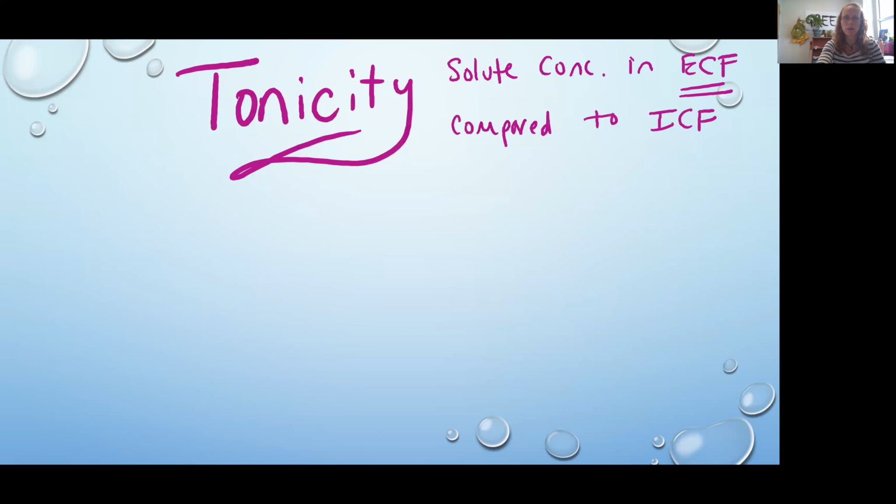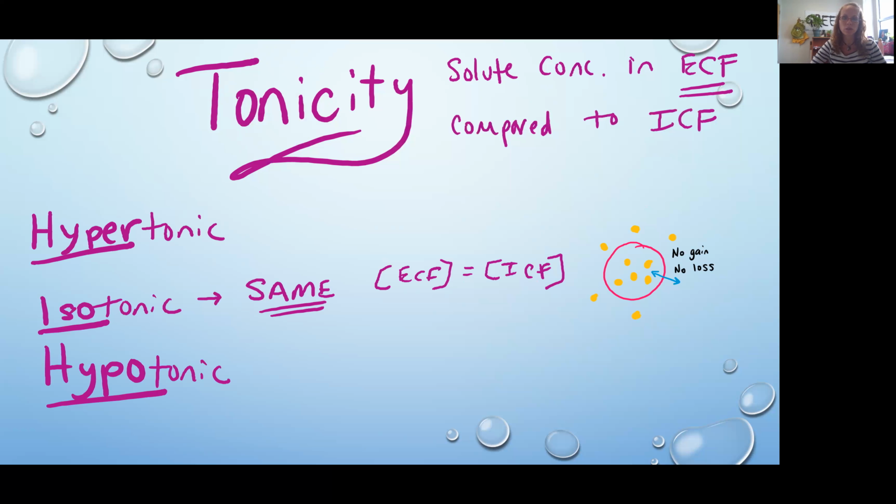Okay, so let's look at our examples. We have 3 different tonicities. So notice I've made the prefixes large because that is the part of the word that is different: hypertonic, isotonic, and hypotonic. Now I always write isotonic in the middle. Iso is referring to the same. So here the concentration of solutes in the ECF is the same as the concentration of solutes in the ICF.